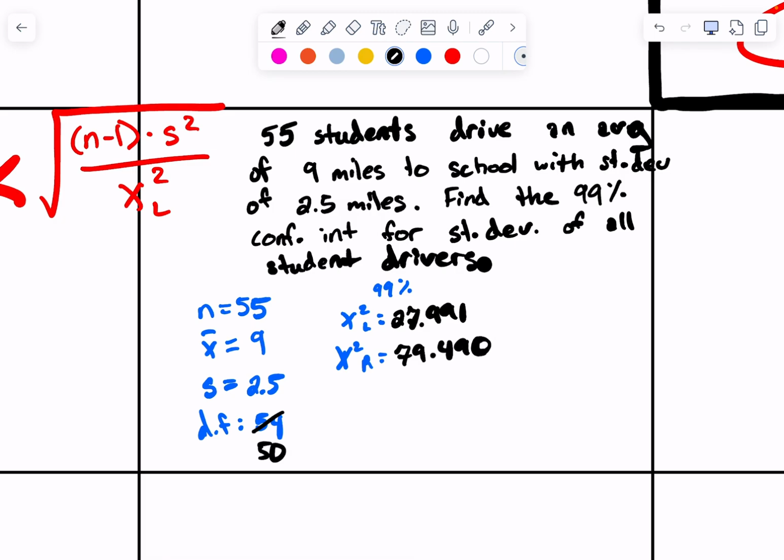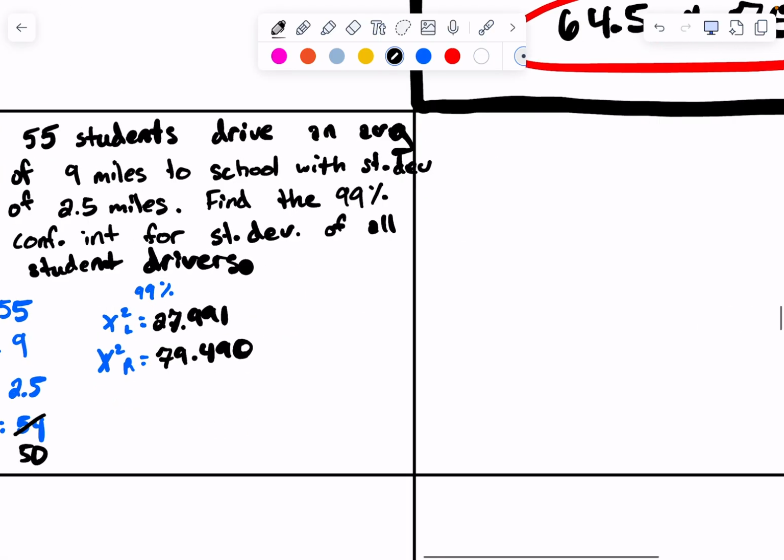Can I round? No. I mean, you can on your paper. Yeah, that's fine. What's the left one? But I wouldn't on the test, because I understand you're cramped for space. So 27.991, this is for 79.490.